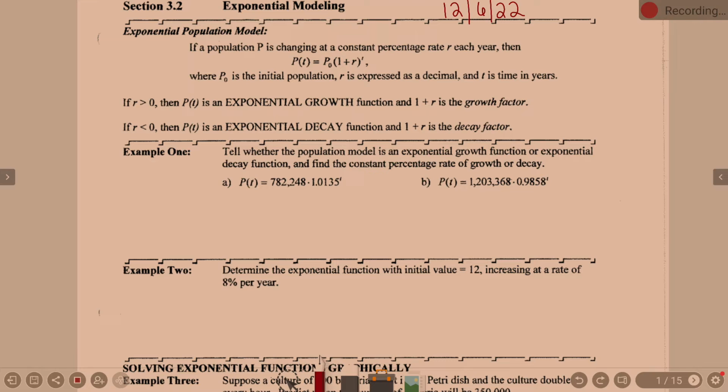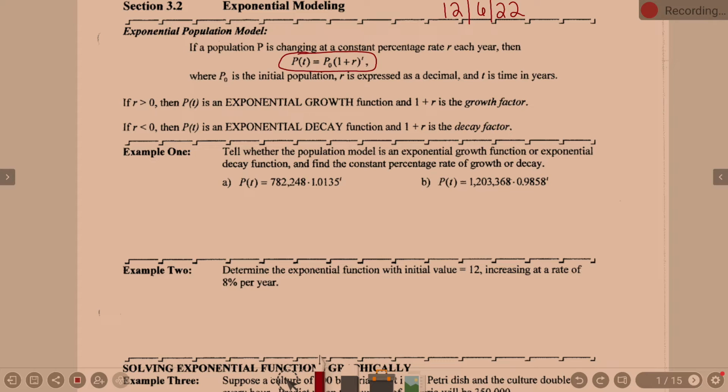Okay, so exponential population model. If a population P is changing at a constant percentage rate R each year, then P of T equals P naught times 1 plus R raised to the power of T. That is your general form of an exponential equation. And right here it's written with P's and T's.